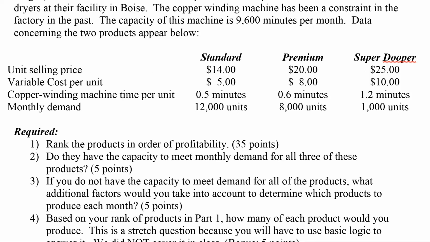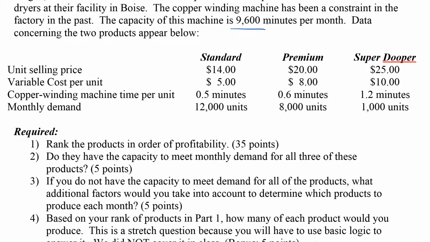All right, this is question 6. This is a constraint question, I guess, for lack of a better term. And we produce 3 items: a standard, premium, and a super duper. The constraint in our factory, though, is our copper winding machine. We only have 9,600 minutes a month to use on that.